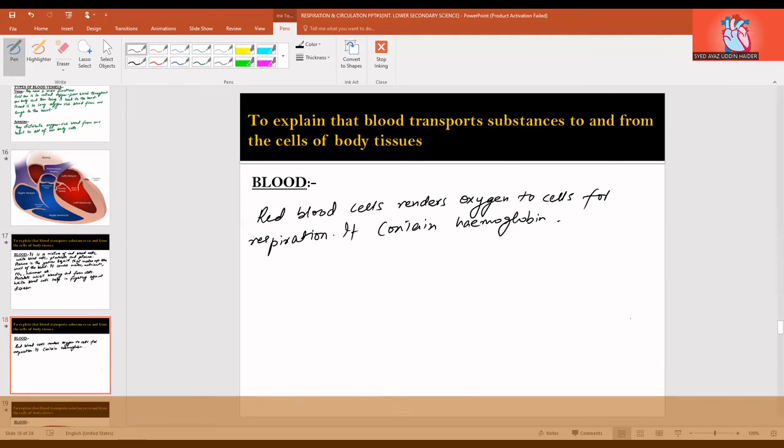Hemoglobin takes up oxygen from our lungs and takes it to all parts of the body.